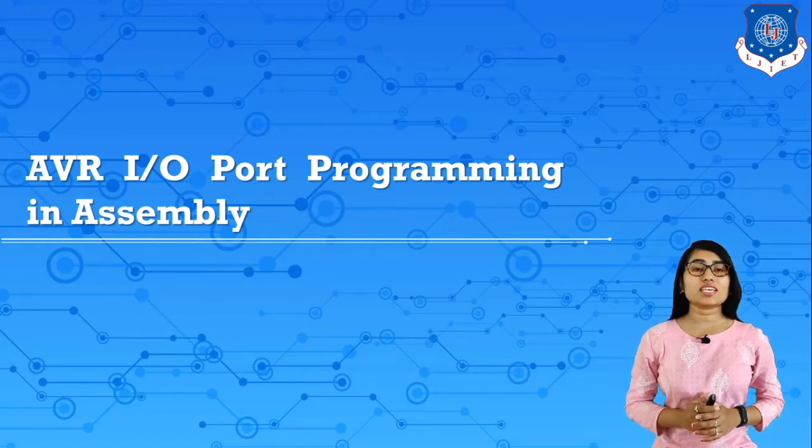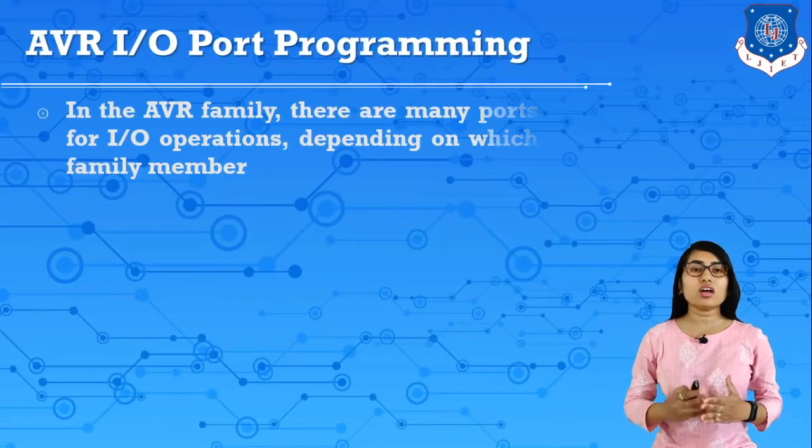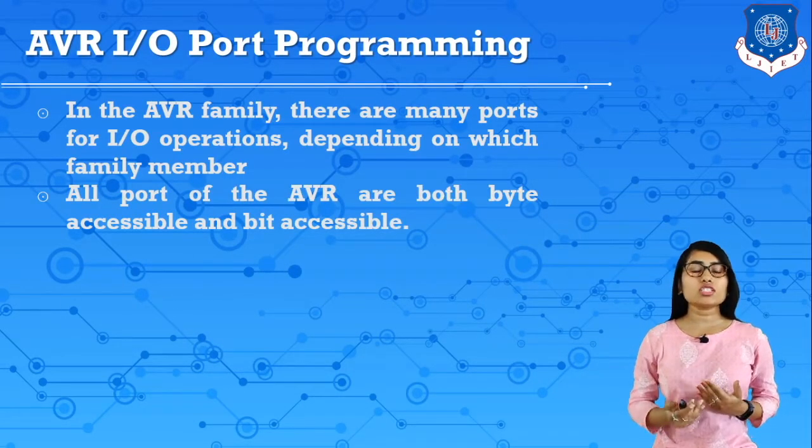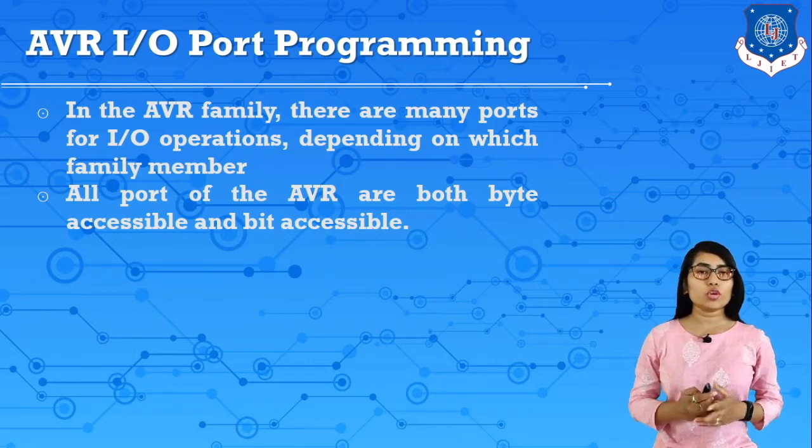Today we will discuss AVR IO port programming in assembly. So let's start with how we can perform IO port programming in assembly. The AVR microcontroller has four varieties of input output ports. In the AVR family there are many ports for input output operations, depending on which family members we use. All ports are either byte accessible or bit accessible.